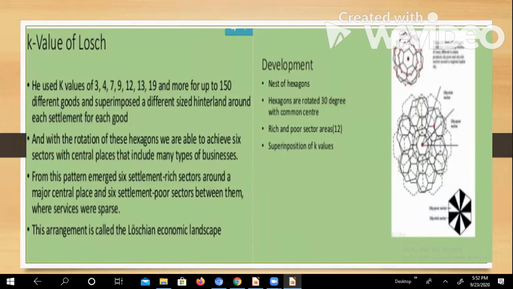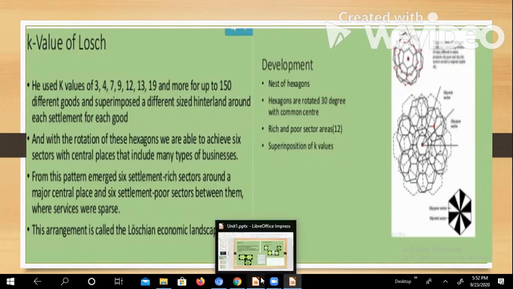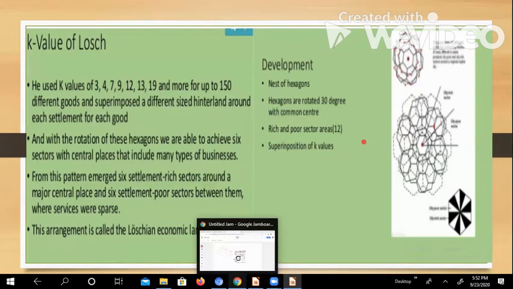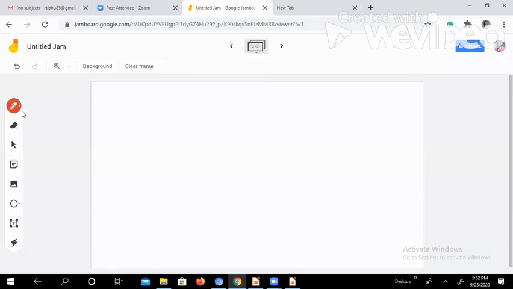And then he also came up with the idea of poor sectors and rich sectors, or the Loschian economic concept. Now, what are the poor sectors and the rich sectors? Now, for example, this is a marketplace, this is a hexagon.